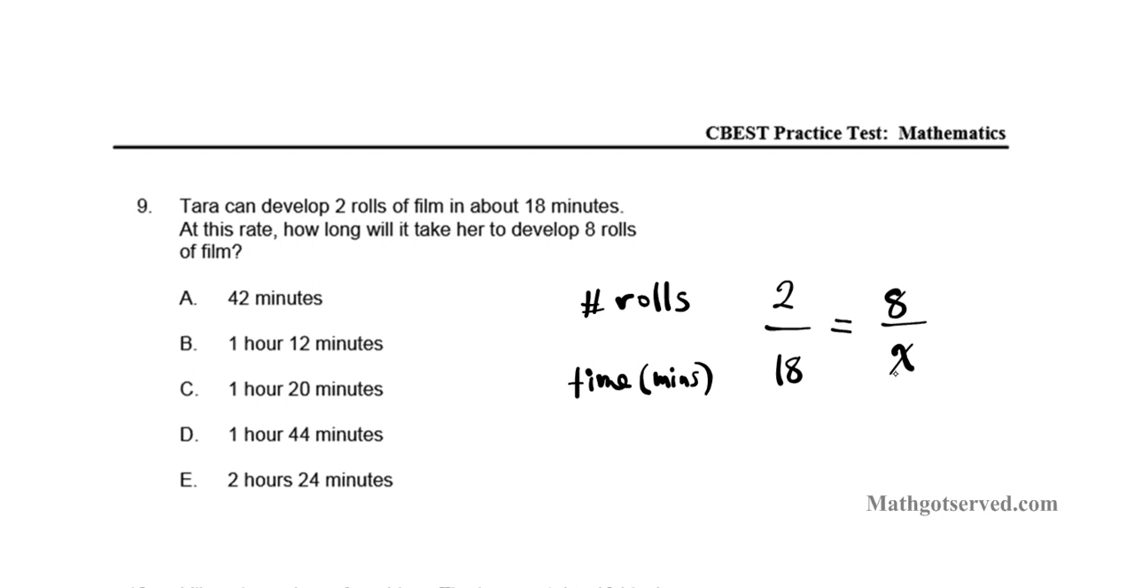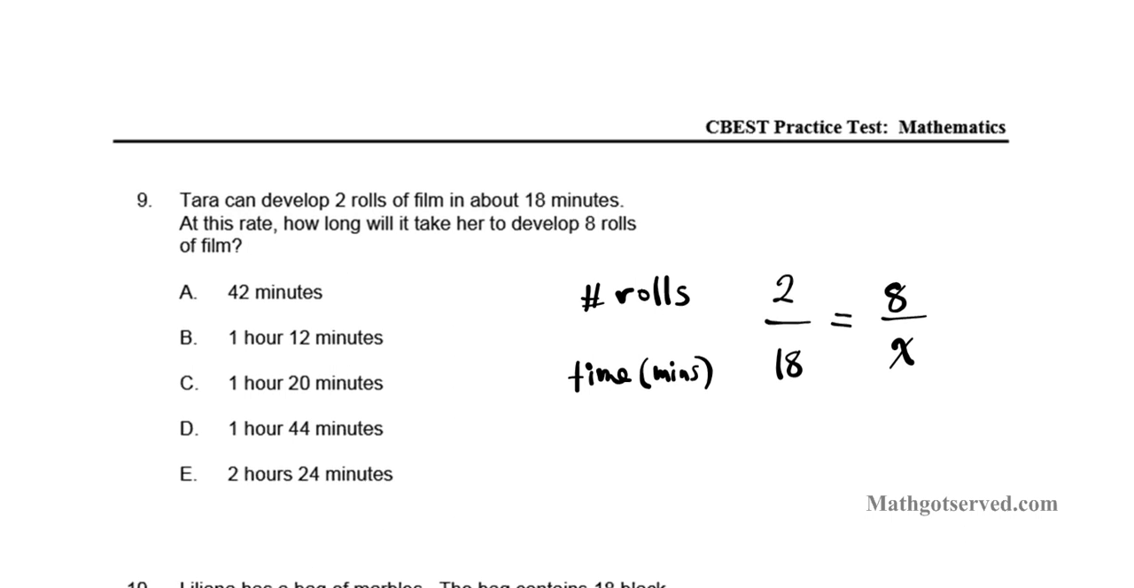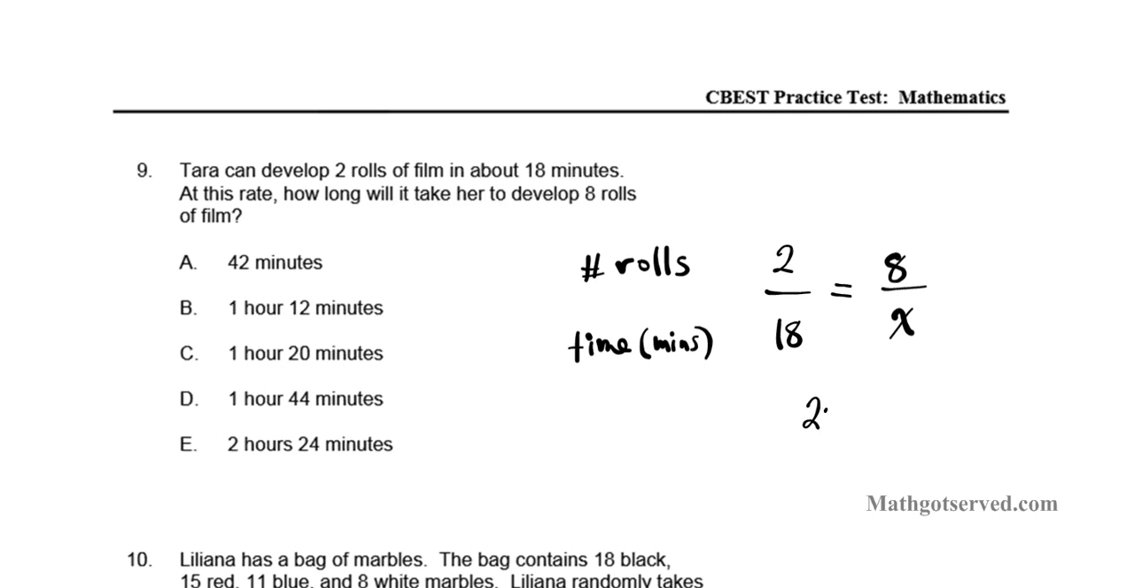Okay? So let's do it algebraically, assuming that we don't want to use a shortcut. So to do it algebraically, I'll first multiply. I have 2x equals 80 plus 64, 144. And then I divide both sides by 2. And then I get x equals 72 minutes.